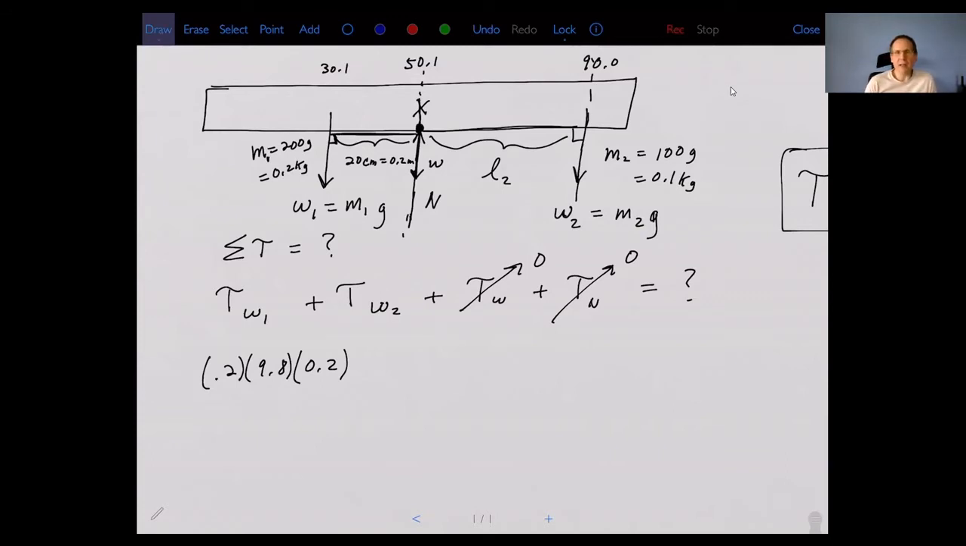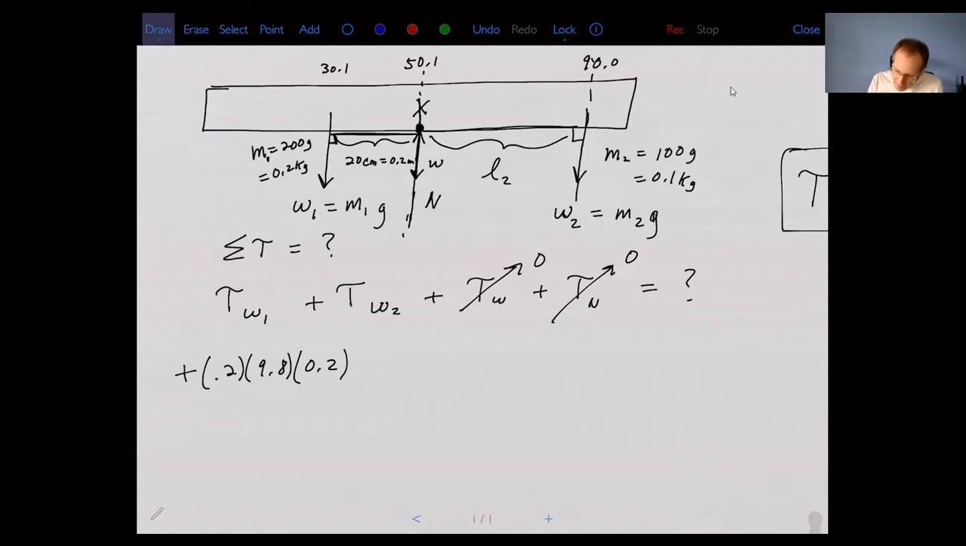So imagine that W1 is the only force acting. How would it rotate the meter stick about the point of rotation? Would it cause it to rotate clockwise or counterclockwise? So if you imagine pulling down on W1, how is the meter stick going to rotate? It's going to rotate counterclockwise. So therefore, by definition, this is going to be positive torque.